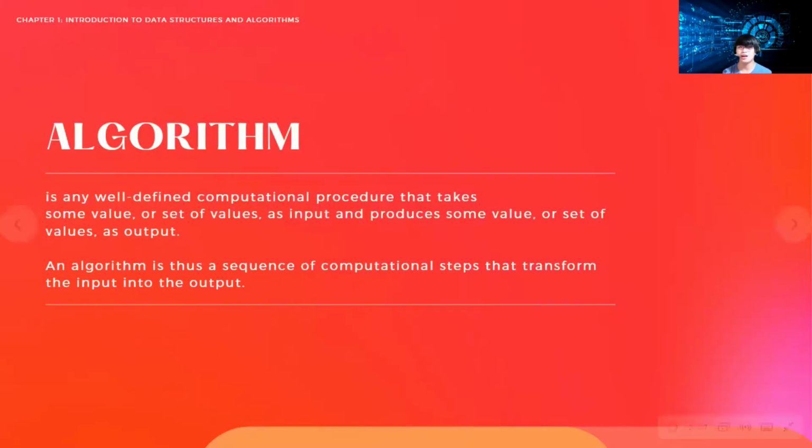Some of you might not really be familiar with the word algorithm, but it is just a well-defined computational procedure. I believe you know what a procedure is all about. It takes some value or set of values as input and produces some value or set of values as output. As a simple definition, it is a sequence of computational steps that transforms the input into output. So when we talk about an algorithm, it is just a step-by-step process.